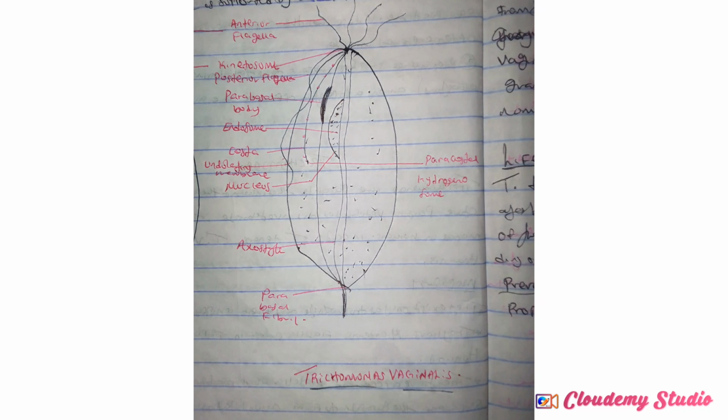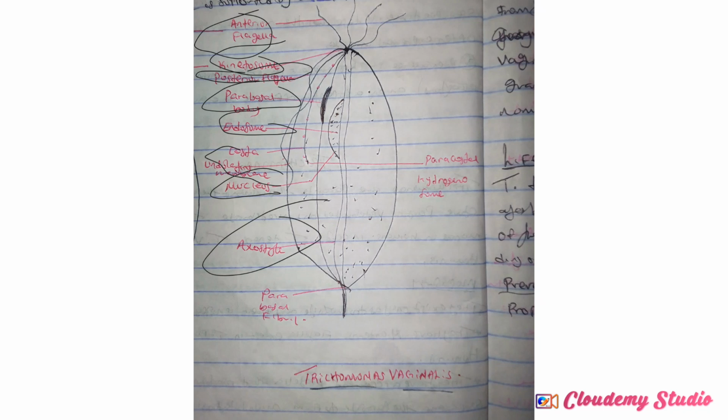So look at it. We have the anterior flagella, which I have noted the other time. We have the kinetosome, and the kinetosome is where the flagella originate from. We have the posterior flagella, which forms the undulating membrane. We have the parabasal body. We have the endosome, which consists of hydrogenosomes. We have the nucleus, which is elongated, like I've mentioned. We have the undulating membrane.